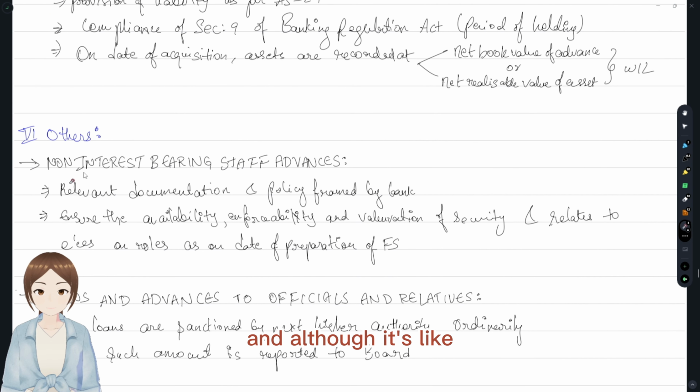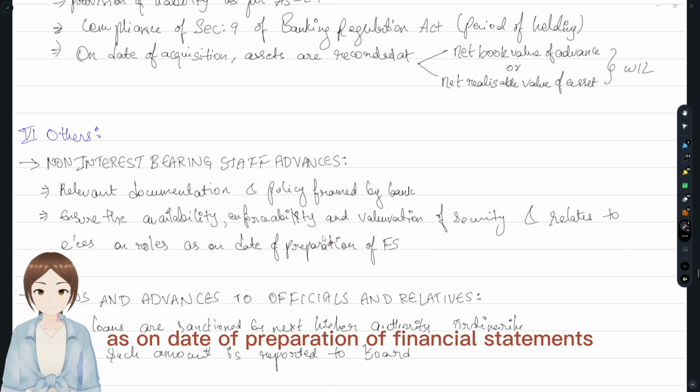And others, like non-interest bearing staff advances. What you have to check for? You have to check for the relevant documentation and policy framed by the bank, and ensure the availability, enforceability, and valuation of security, and that it relates to employees on rolls as on the date of preparation of financial statements.